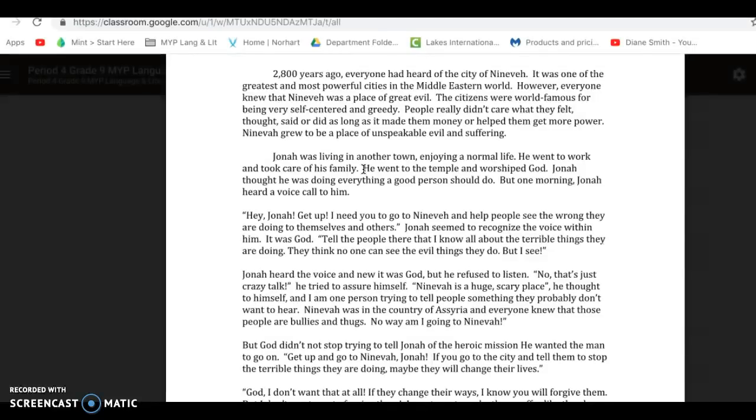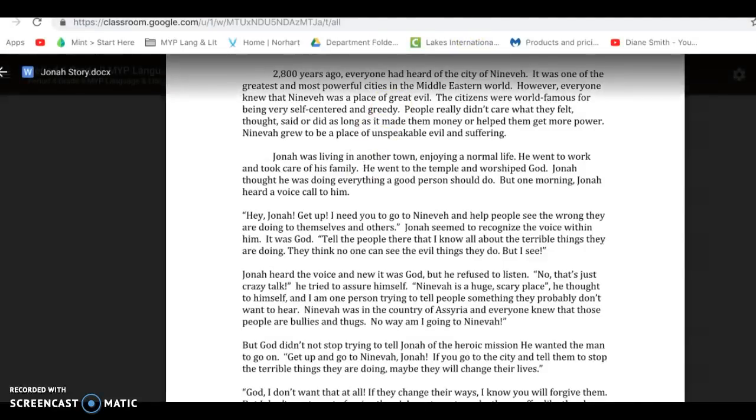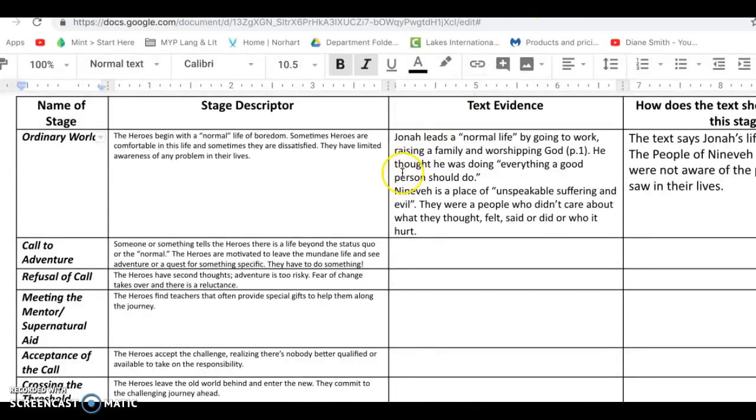So let's stop there and figure out where we are in the hero's journey and the different steps. In the ordinary world, the heroes begin with the normal life of boredom. Sometimes heroes are comfortable in this life, and sometimes they're quite dissatisfied. But one thing is true: they have a limited awareness of any problem in their lives or what to do about it.